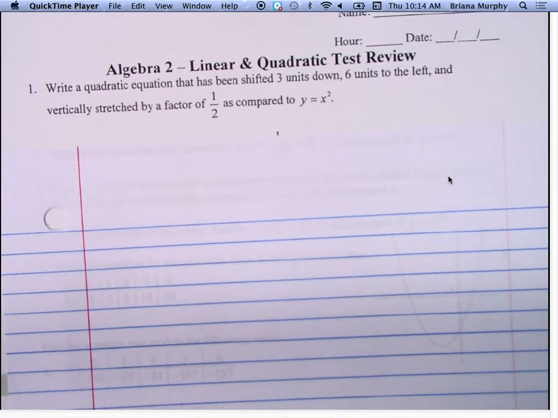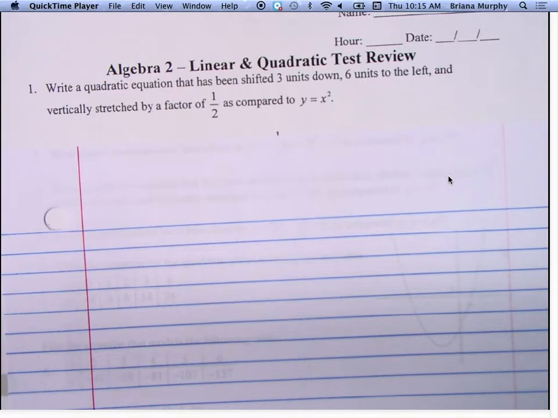Our test review for quadratics and linear, I'm going to go over number 1 and number 6. Once you do number 1, you should be able to do 2, 3, and 4. And once I do number 6, which is the hardest, 5, 7, and 8 should be pretty straightforward. Okay, so let's do number 1 first.